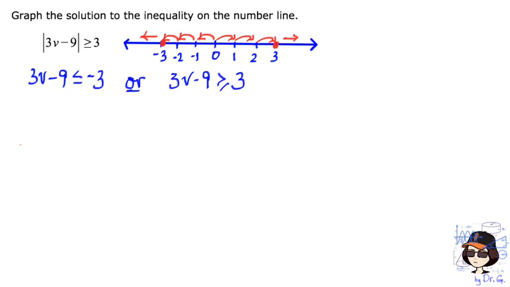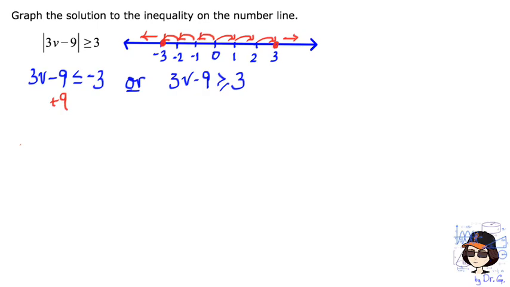Why is that? Well, if we said and, then what we're saying is we have a real number, 3v minus 9, that is both less than or equal to negative 3 and greater than or equal to positive 3. And that's obviously impossible. We can't have a real number that's less than or equal to negative 3 and greater than or equal to positive 3. So that's why we have to say or. It's either one or the other. So now we can solve these separately.